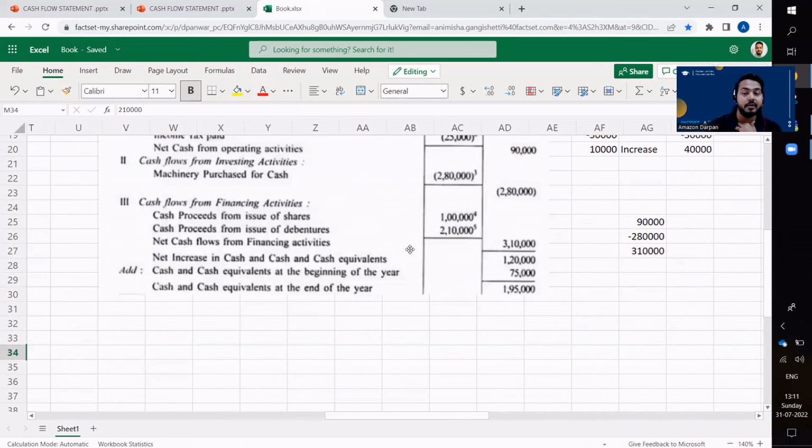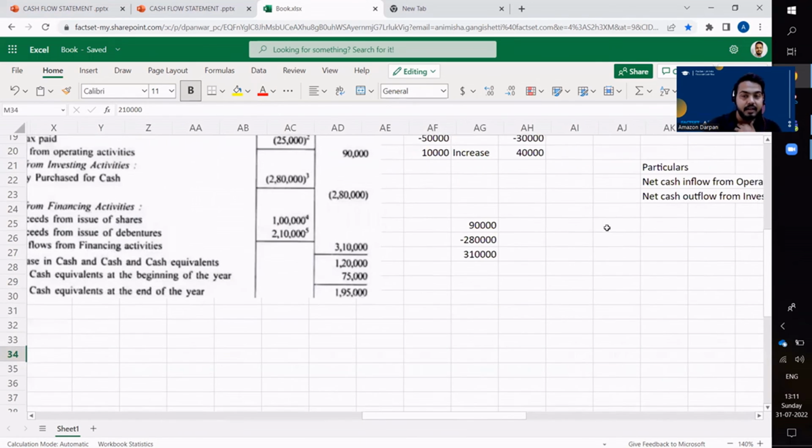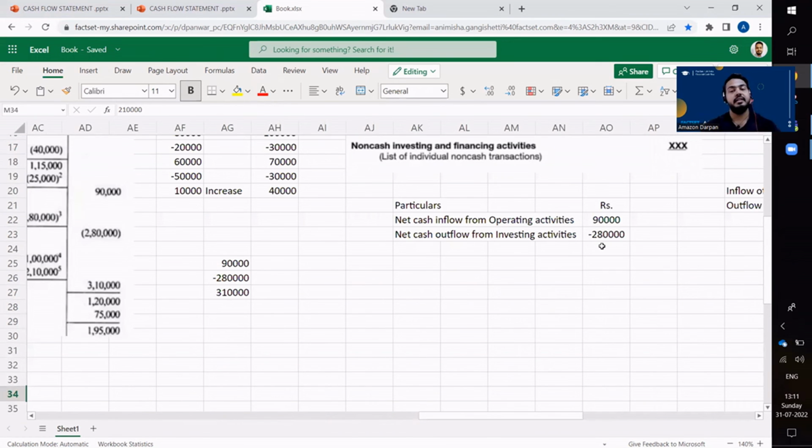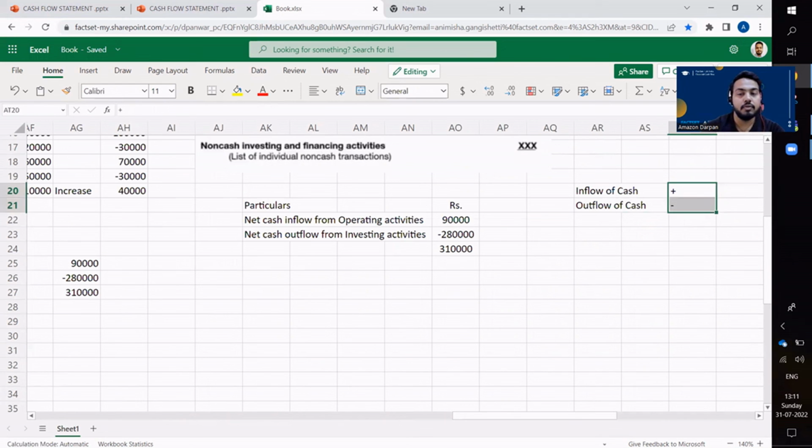Now we have to go back to the table. So this 3 lakh 10,000 which we have, what will we write here? It was a positive figure, so we are writing a positive figure here. Now you have to tell me, is it an inflow or outflow of cash? Try to recall. Whenever we have a positive figure, we can assume that it's certain that it's an inflow of cash. So we'll write it down here.